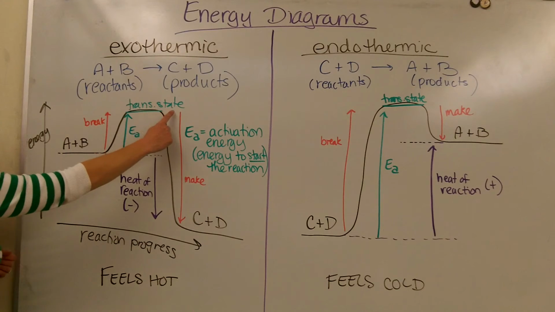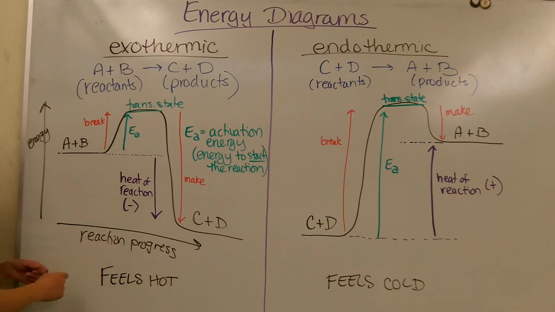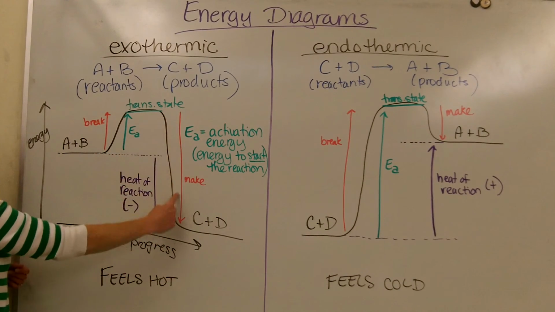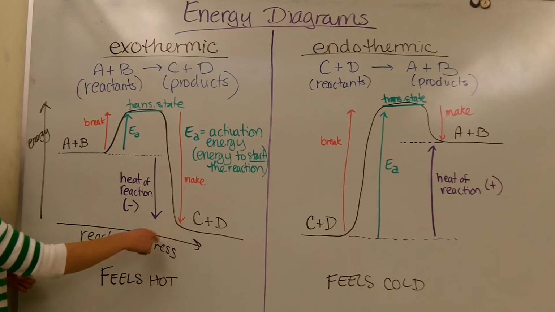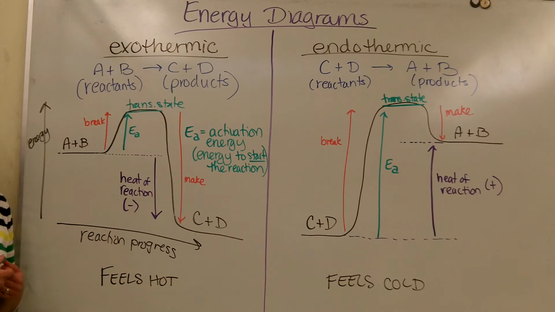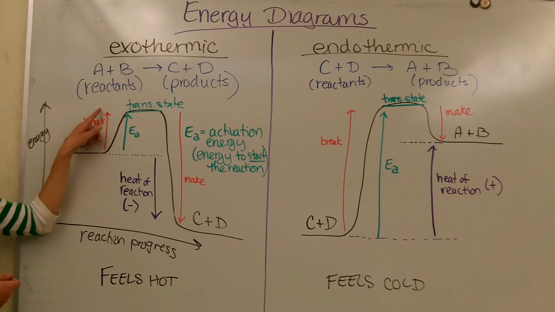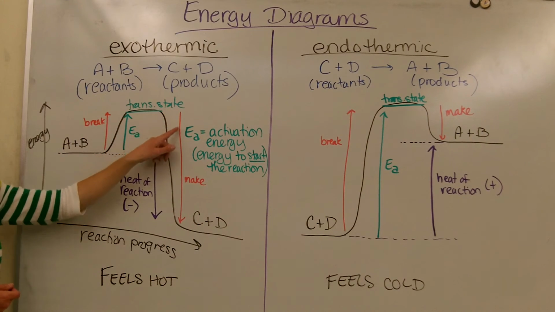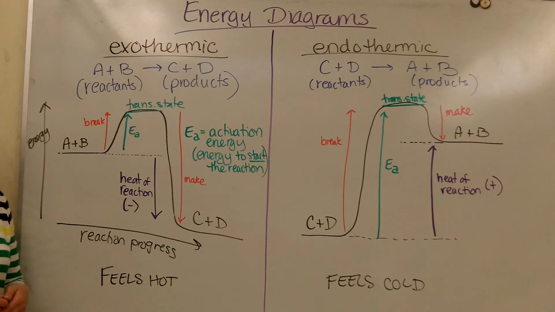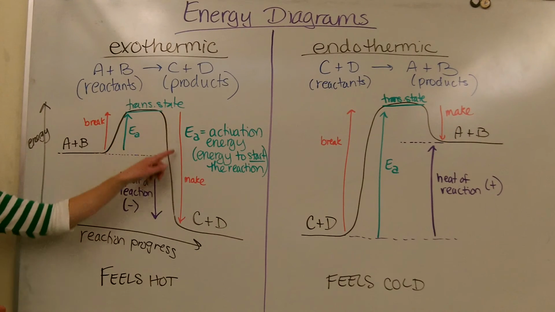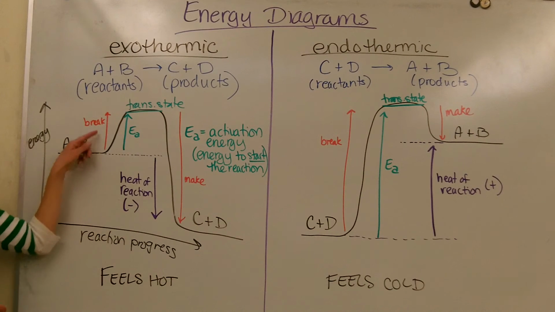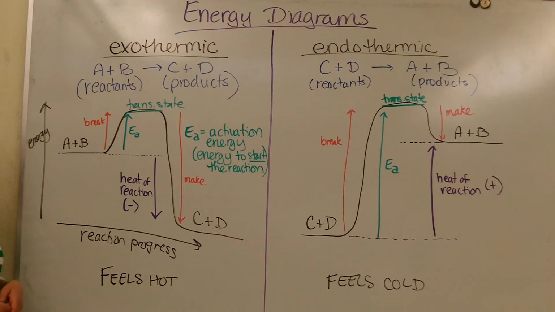When you form new bonds, that will release energy. So the second part here that goes down corresponds to the energy released from making those new bonds in the products. So this energy is breaking the bonds in the reactants. This energy is making those new bonds in the products. And in this case, I release more energy from making the bonds than I used up in breaking my initial bonds. So overall, there is a net loss in energy, and we say it is exothermic.